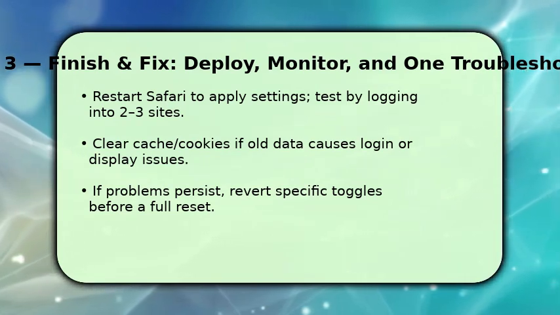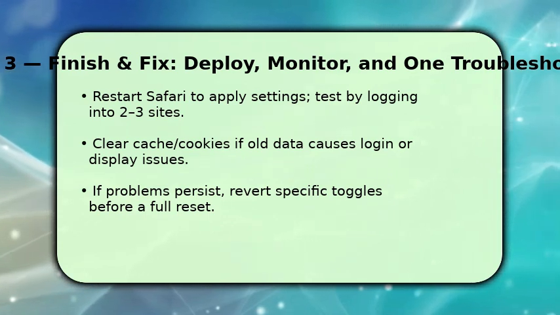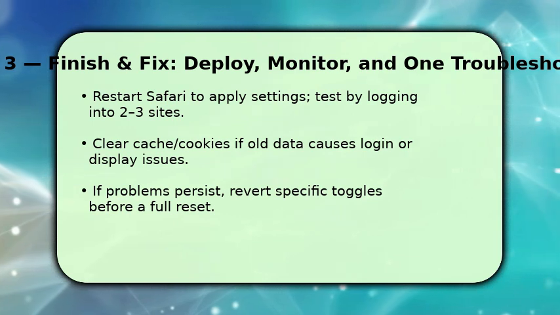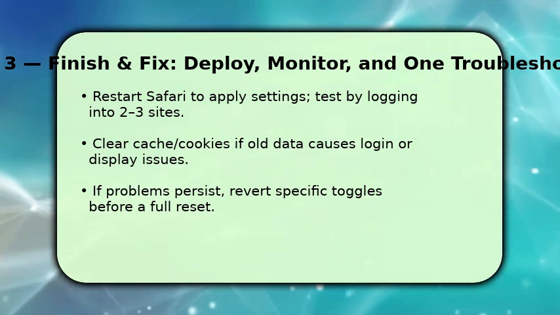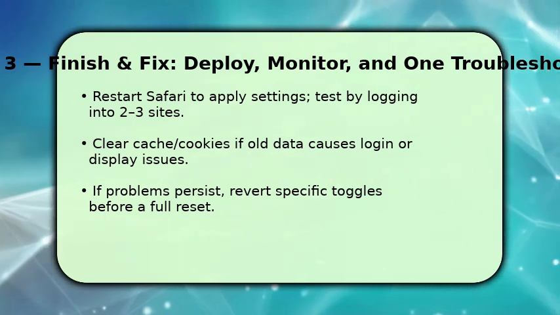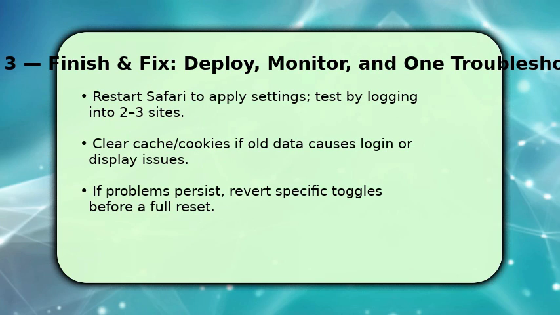Then test with a couple of sites to confirm cookies and cross-site features work as expected. Log into services you previously had trouble with. If a site breaks, clear cache and cookies for that domain because stale data can conflict with new permissions. If problems persist, toggle settings back one at a time to identify the cause.